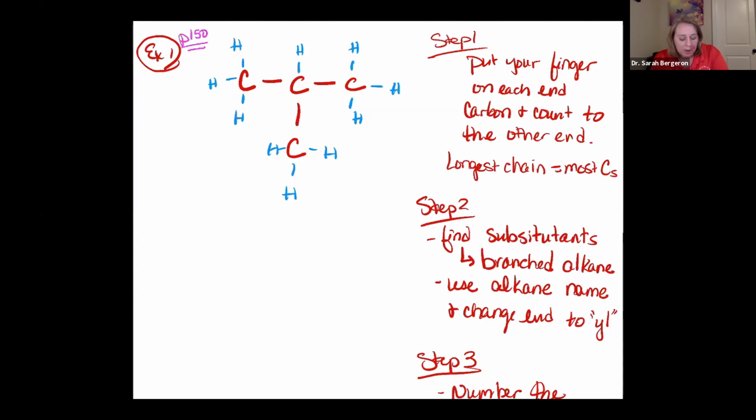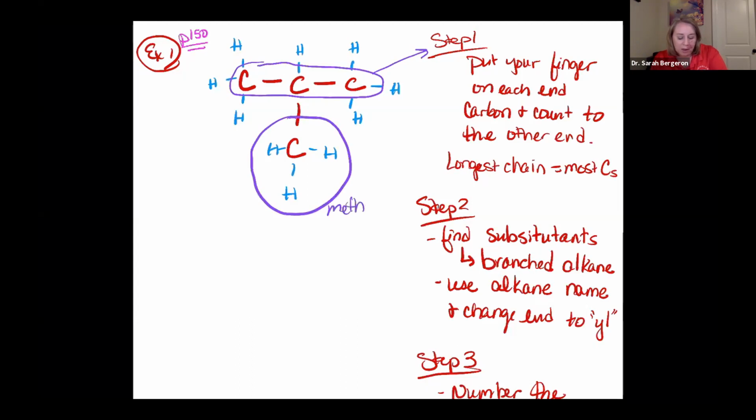So let's go ahead and circle our main chain. So here is our main chain of carbons. This is going to be step 1, so we found our longest chain of carbons. Step 2 is we're going to find our substituents. So I've circled my main chain. I'm looking for things that are attached to the main chain. I'm looking for a branch. Well, I see a branch right here. So I'm going to use the alkane name, and I'm going to change the NE to YL. So this is methyl, M-E-T-H-Y-L, methyl, okay?